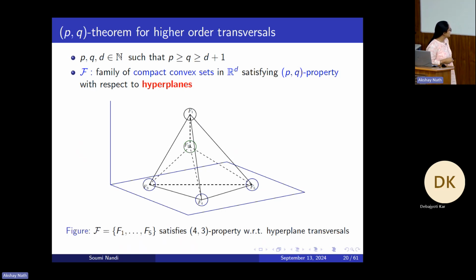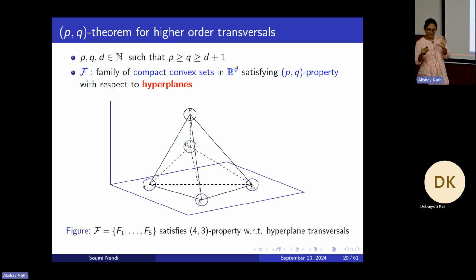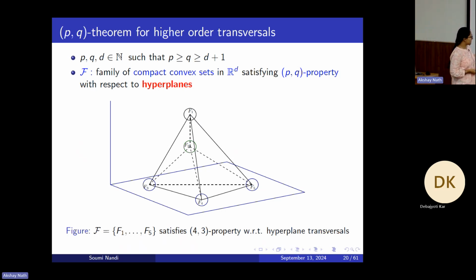Then we have five balls in R3, and four of them are forming the vertices of a tetrahedron, and another one is just inside that tetrahedron. Now, this family satisfies the (4,3) property with respect to hyperplanes. Hyperplanes means just planes in 3D. So I'm saying that for any four of the balls, you will get a plane that passes through three of them. And this is true for any four balls from this family. So this family satisfies the (4,3) property with respect to hyperplane transversals in R3.